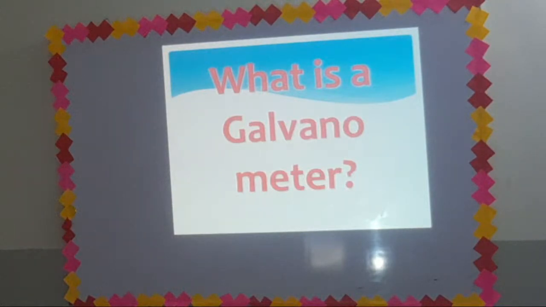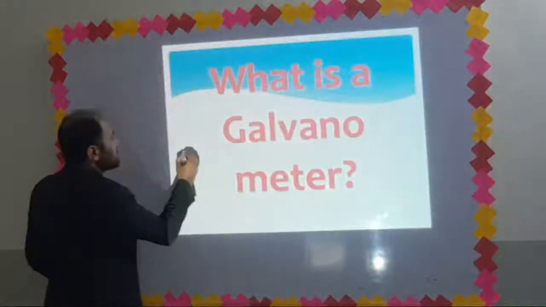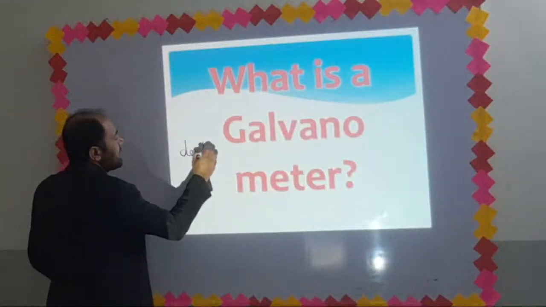Ibrahim Akram is saying an instrument for detecting and measuring small electric current. Ibrahim, galvanometer is not used to measure current. Galvanometer is just used to detect current. Is it clear? Galvanometer is a device which is used to detect current. It cannot measure current. I have explained the reason why this instrument cannot measure the current.